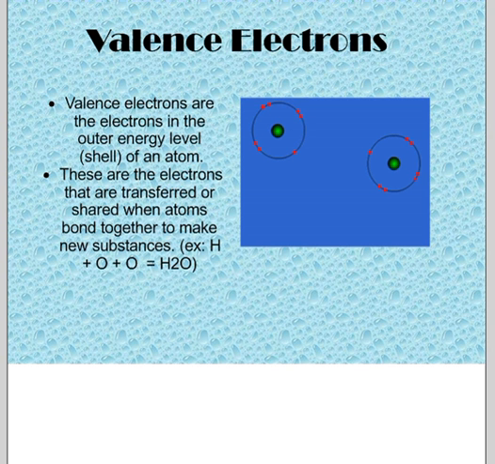So for example, when we are mixing hydrogen and oxygen together to make water, those electrons are shared or transferred, and hydrogen and oxygen are bonding together. But when they bond, they're only using the outside electrons, and those outside electrons are called valence electrons.